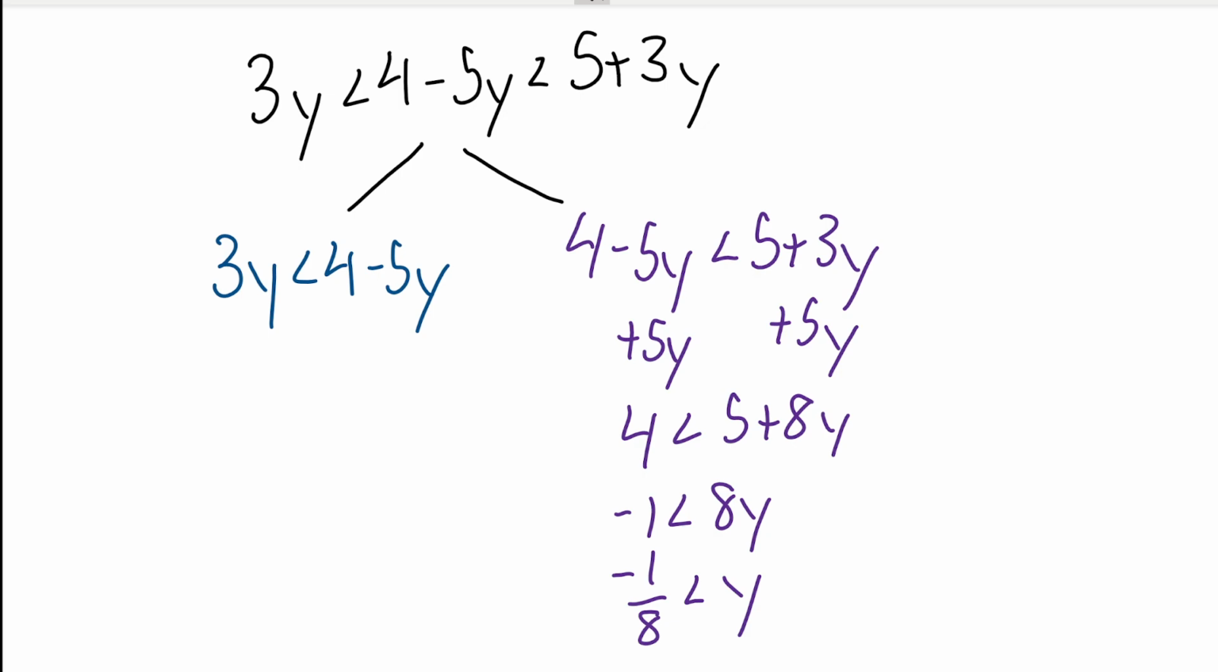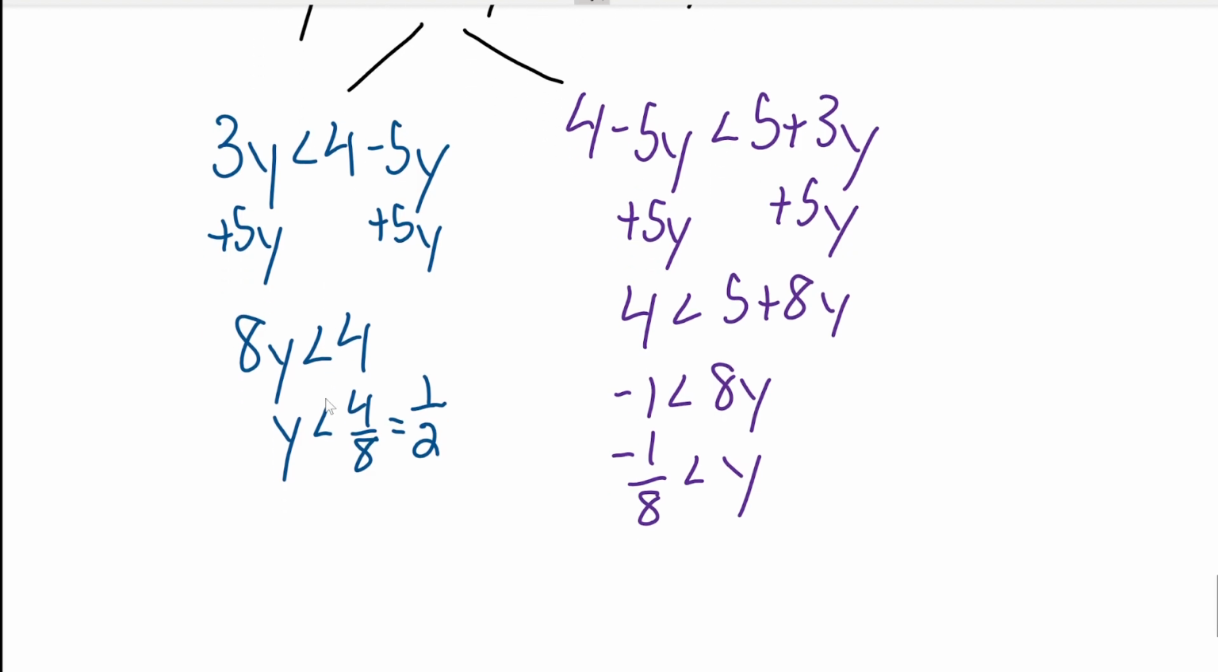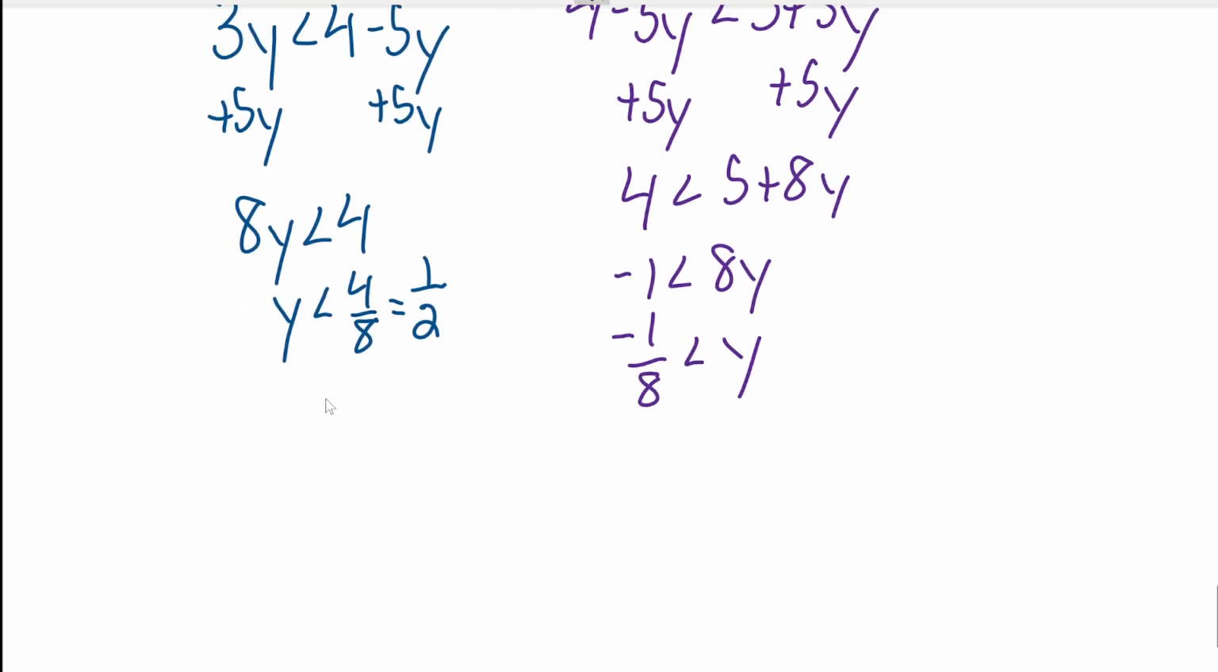Now we add 5y on the other side. So we get 8y is less than 4. And then we get y is less than 4/8, which equals 1/2. Okay. So we can reduce that fraction there. So y is less than 1/2 and greater than negative 1/8. And importantly, that is possible, right? It can satisfy both. You need to make sure that it can satisfy both. So we get our answer as negative 1/8 to 1/2.